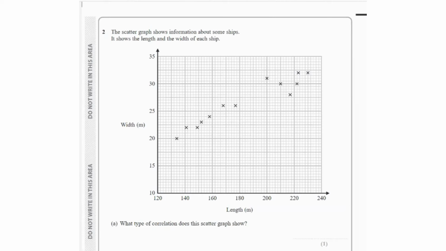Question 2 says the scatter graph shows information about some ships. It shows the length and the width of each ship. What type of correlation does the scatter graph show? When the length is increasing, so is the width. In a scatter graph, if both the quantities are increasing, that means it's positive correlation. If one quantity was increasing and the other was decreasing, that would be negative correlation.